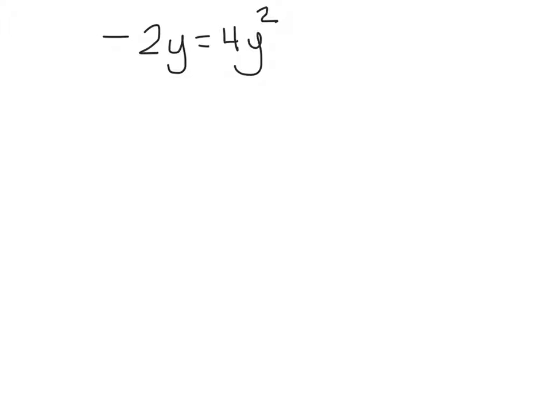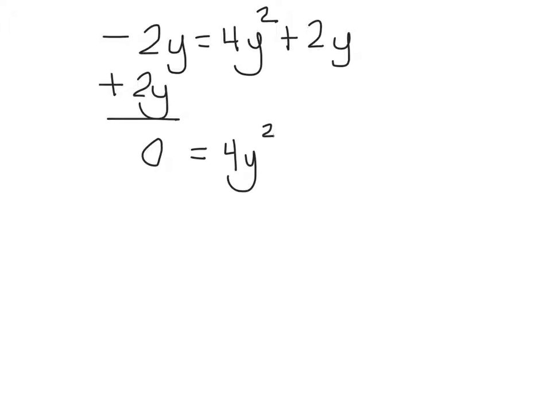want to do is get the entire equation equal to 0. So move everything to either the left side of the equal sign or the right side of the equal sign. For me to move the negative 2y to the right side, I'm going to need to add 2y to both sides. That'll leave me with 0 is equal to 4y squared plus 2y.